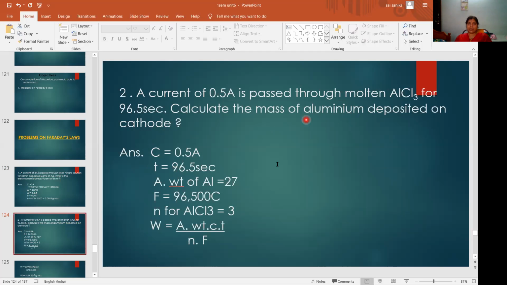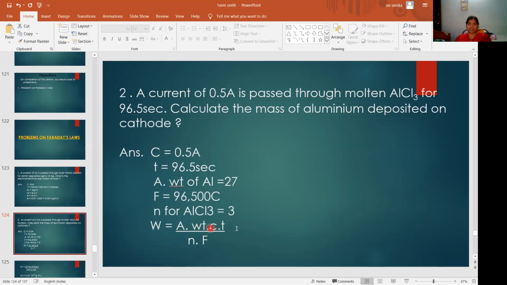Okay. So then you have to know the atomic weight. What is the atomic weight of aluminium? 27. What is Faraday? 96,500. What is the valency of aluminium? It will split as Al plus 3 and Cl minus. So the valency of aluminium is 3. So this formula you have to use. Current given, time given. Then he asked you to calculate W and has not given the atomic weight. Very simple element, no? So you should know the atomic weight.